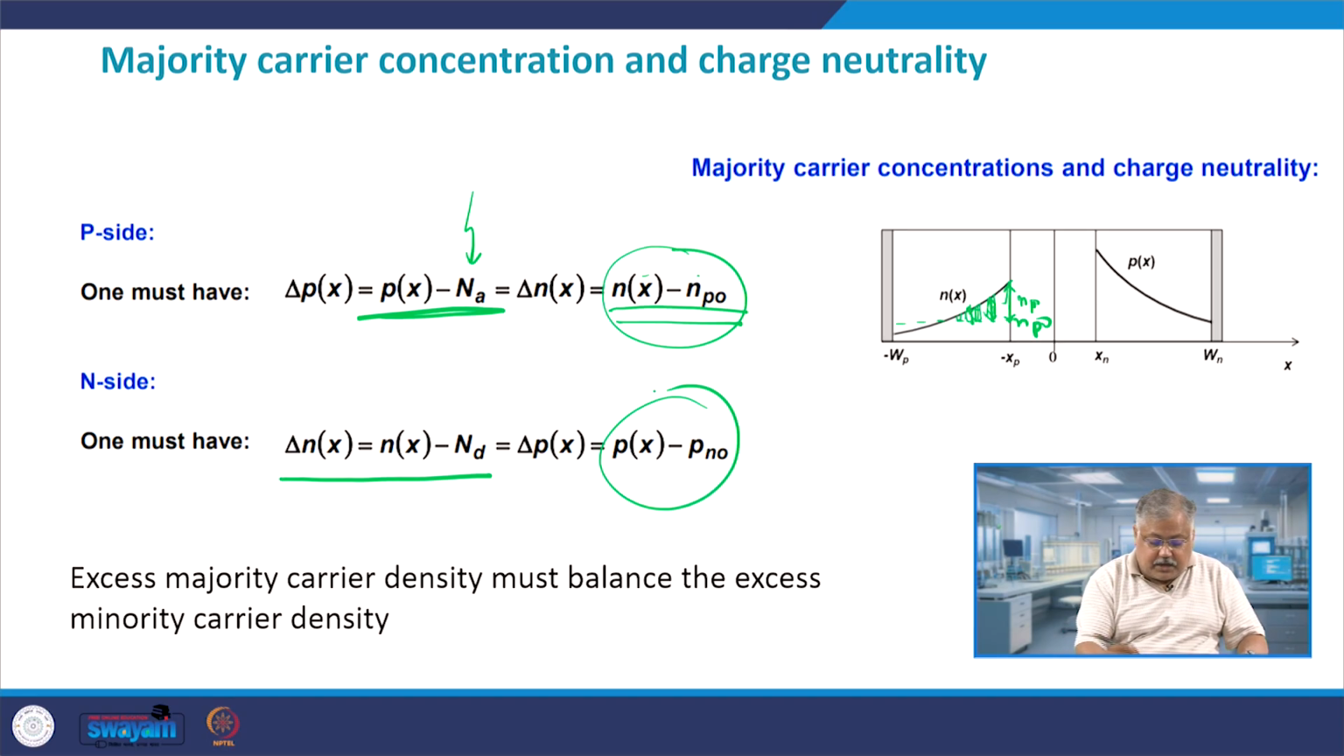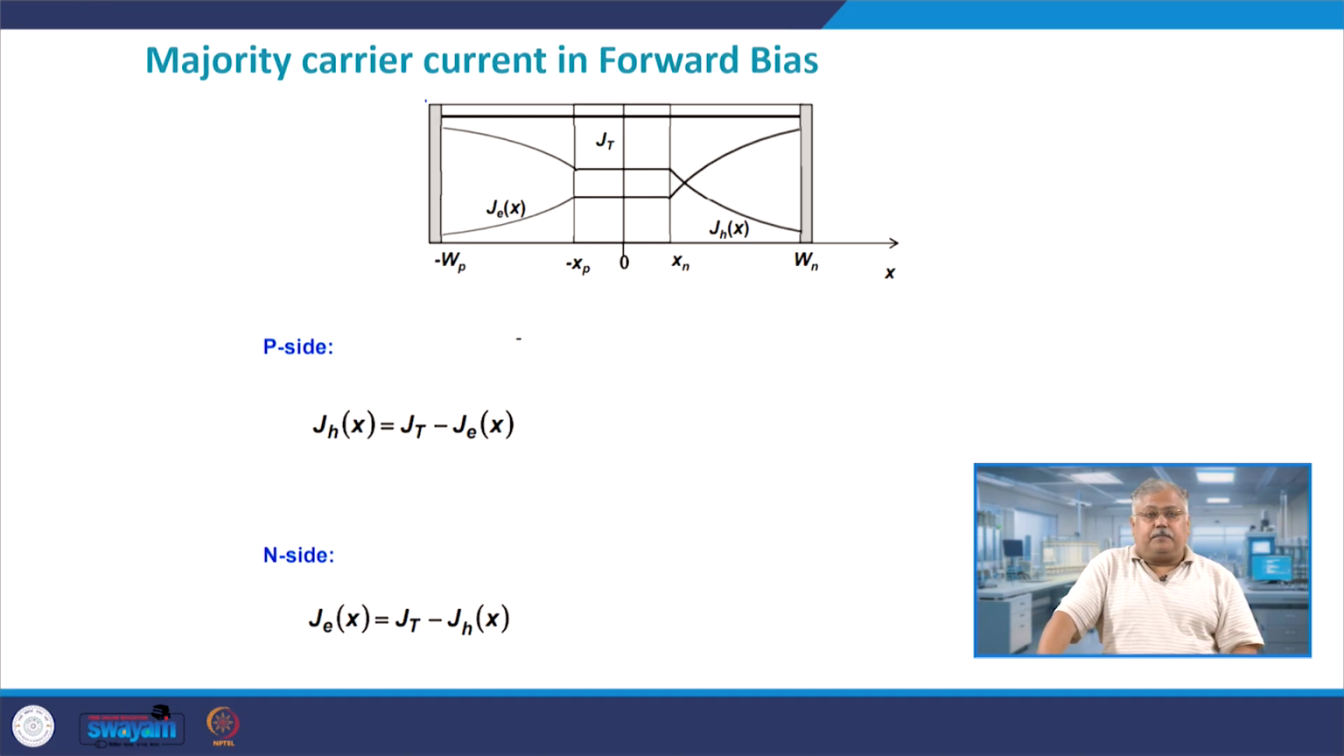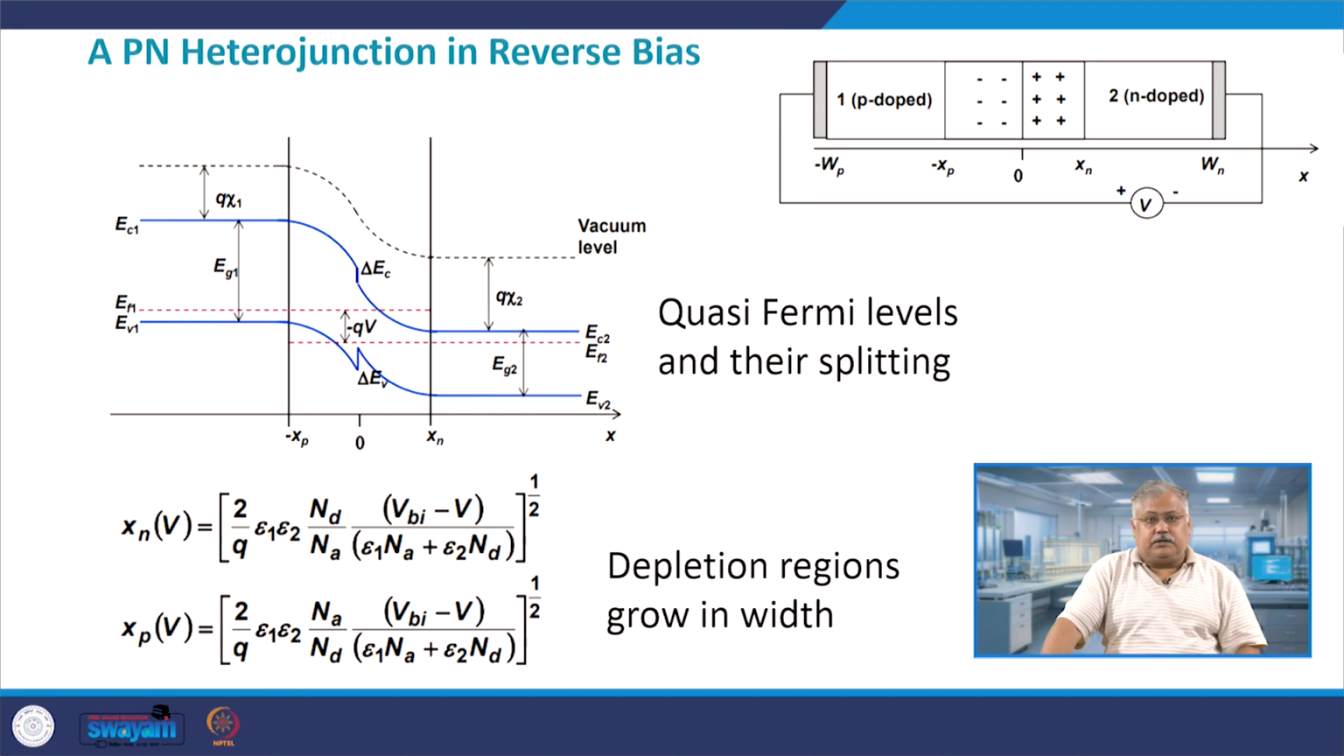The same thing happens for the P type, and therefore the excess carrier density of the majority must balance the minority carrier density. Therefore, on the P side it is the total current minus the electron current, and on the N side the total current minus the hole current, for the majority current contribution in forward bias.